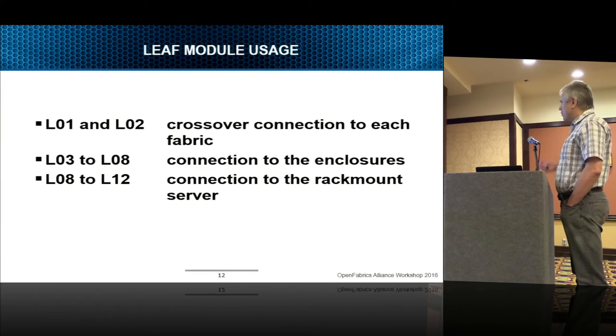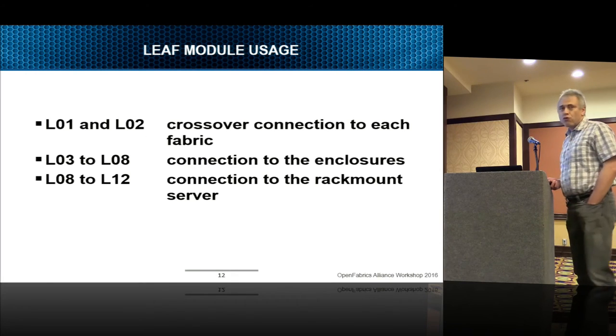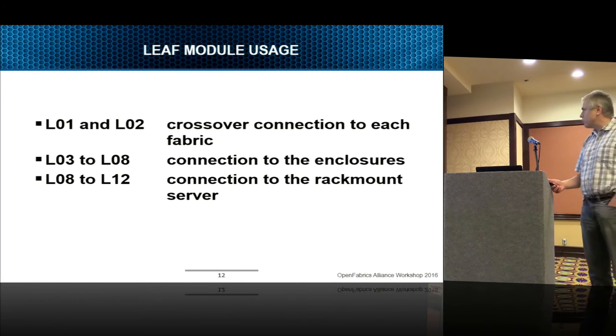And here is only described how we use the leaf boards. Leaf boards 1 and 2 are only for the cross connections. Leaf boards 3 to 8 are only for the enclosures, and the other numbers, 8 to 12, are only for the rack mounts.